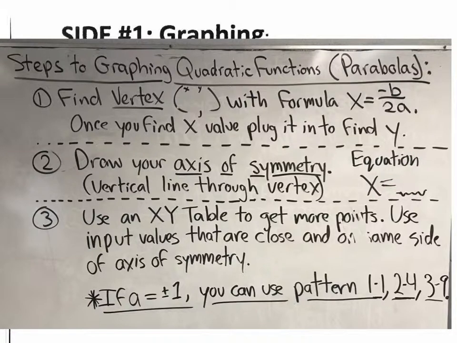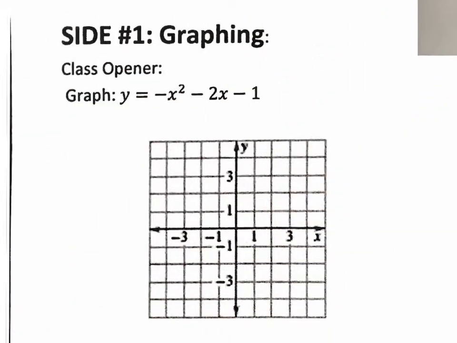Step 3 is to use the xy table, or if a is plus or minus 1, you could use the pattern 1, 1, 2, 4, 3, 9. These are all steps that we've been working on for the past 2 weeks, graphing parabolas, and we're going to use that on this class opener, and then learn a different way using vertex form. But anyways, right now, step 1 is what? Vertex. Yep, vertex.